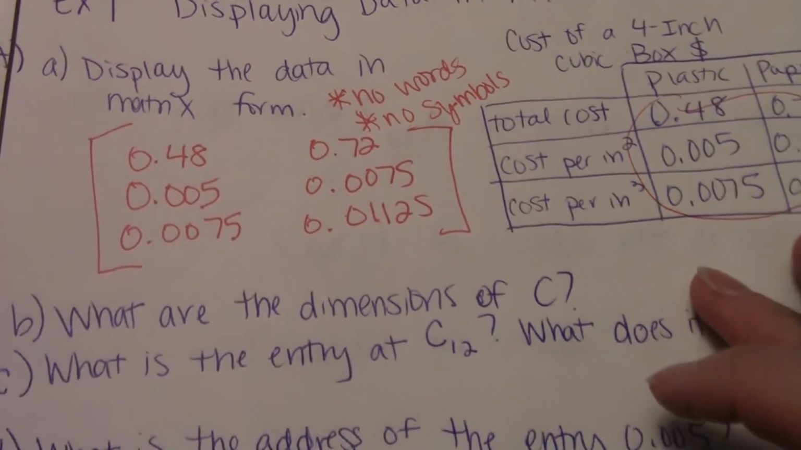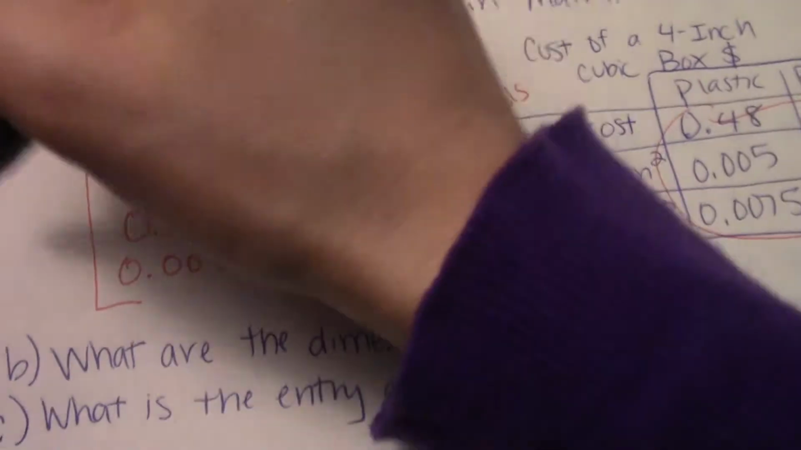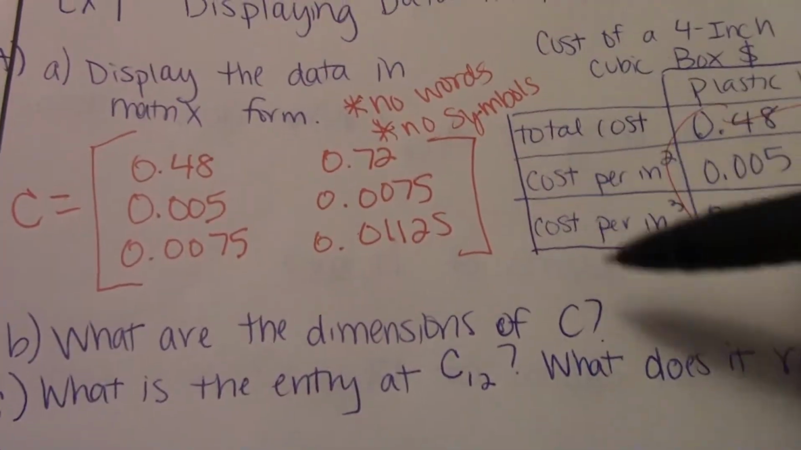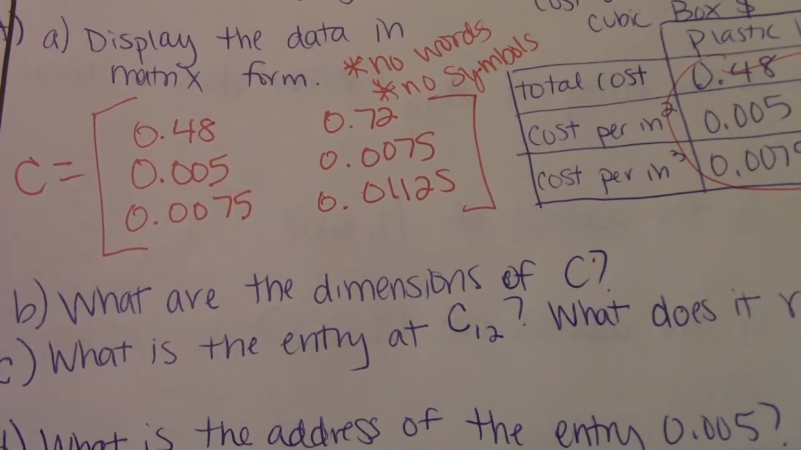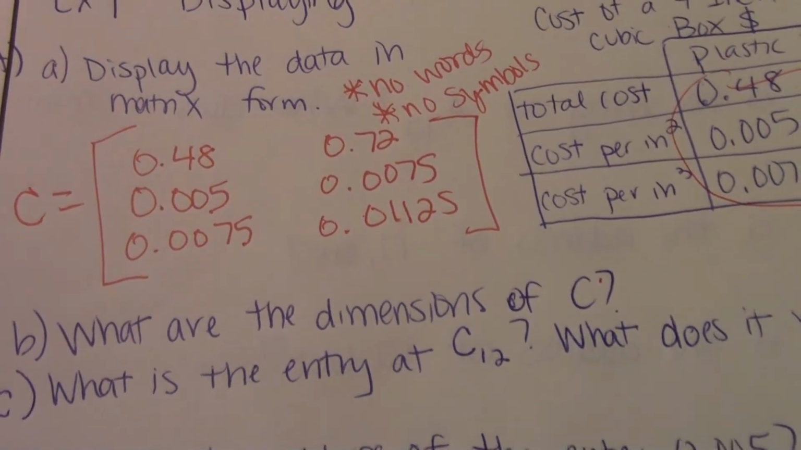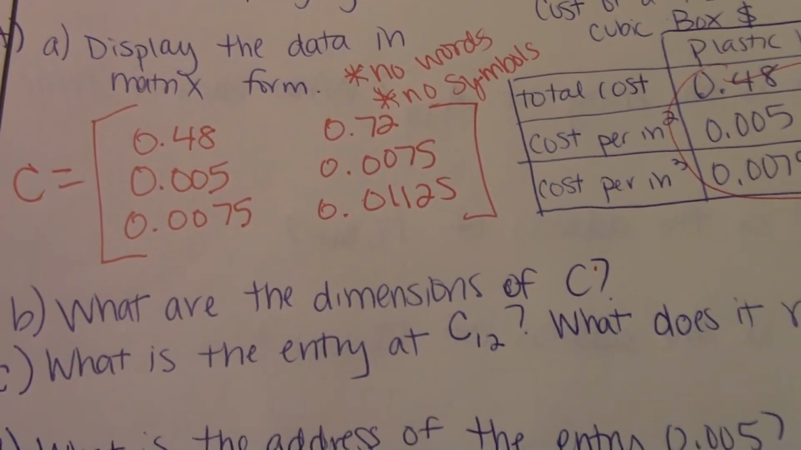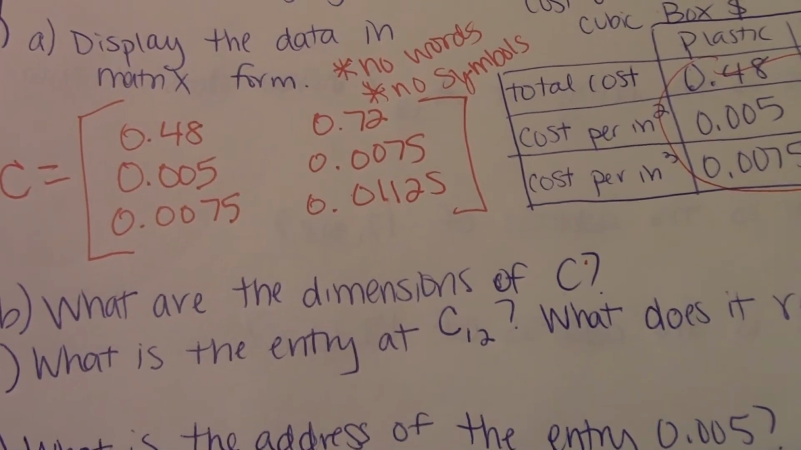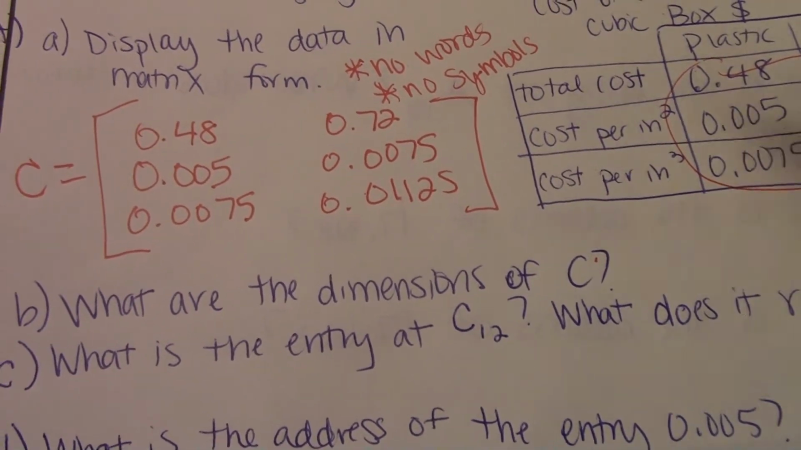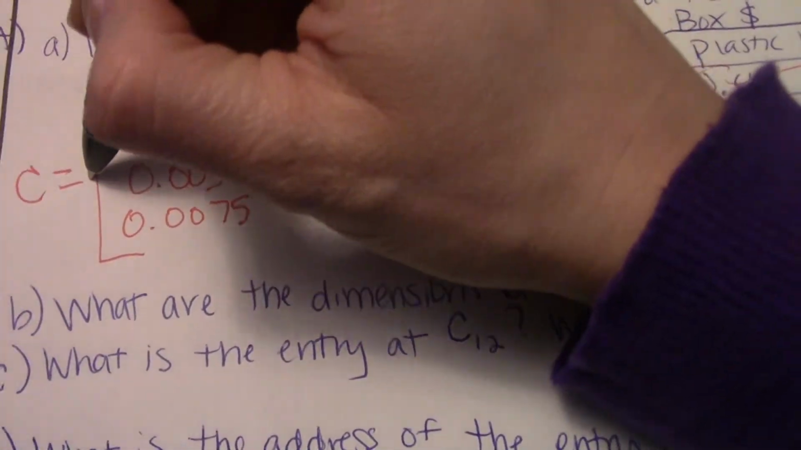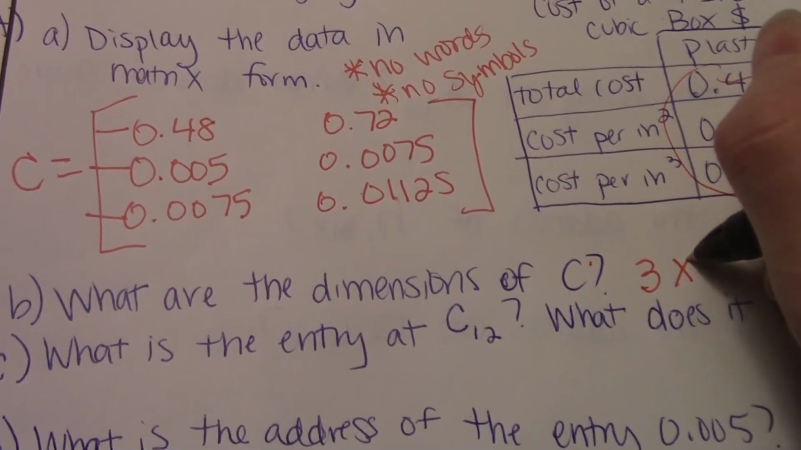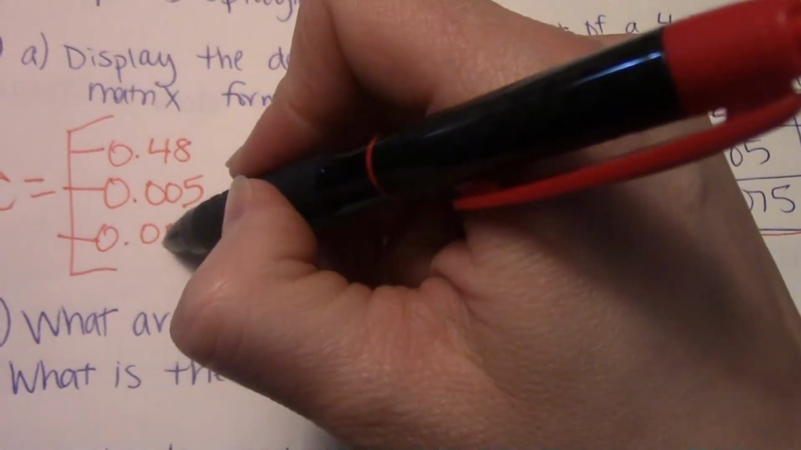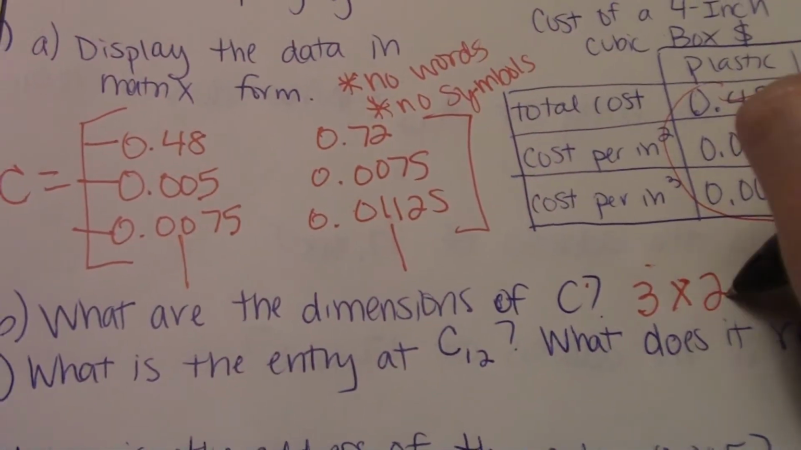Okay? What are the dimensions of C? We always have to label it with a letter, and this second question will almost always tell you what to label it. So C equals all of this, and C is for cost normally. What are the dimensions? Remember we read it m by n, the m being the rows, and rows go this way, so we have 1, 2, 3 rows, so I'm going to write a 3 here, an x, so the by, and n, how many columns? 1, 2. So 3 by 2.